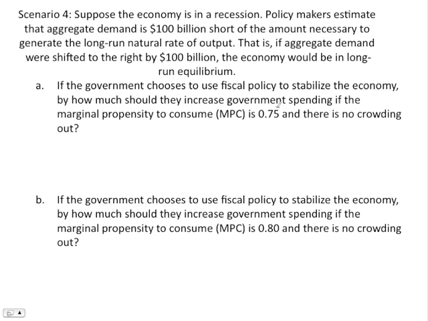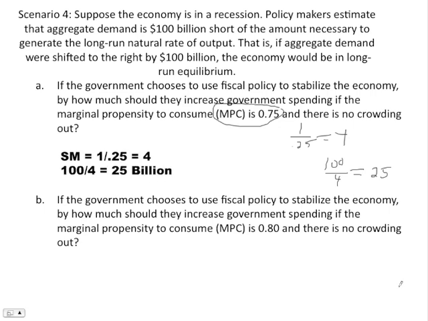In this case, we know our MPC is 0.75. So our multiplier is going to be 1 over 0.25. 1 over 0.25 is 4, and they have a $100 billion gap. So we're going to take 100 divided by 4. And so what does the government need to spend in order to get us out of this recession? They need to spend $25 billion.